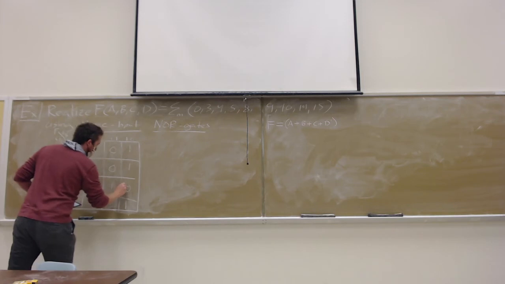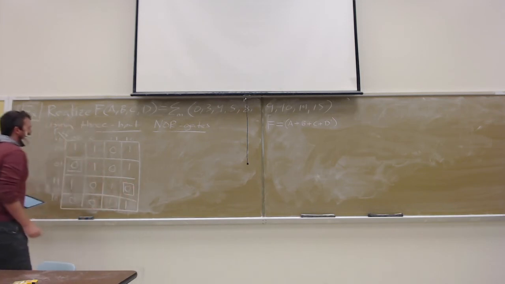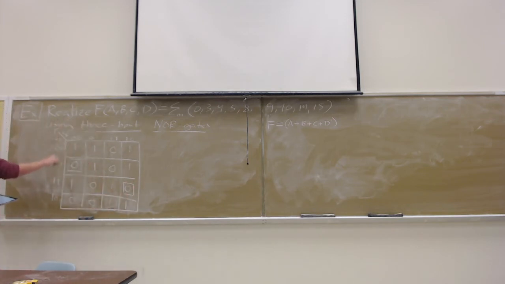Grab this one next since it's also by itself. So that's a max term at 1, 0, 1, 1. So it's going to be A prime, B, C prime, D prime.